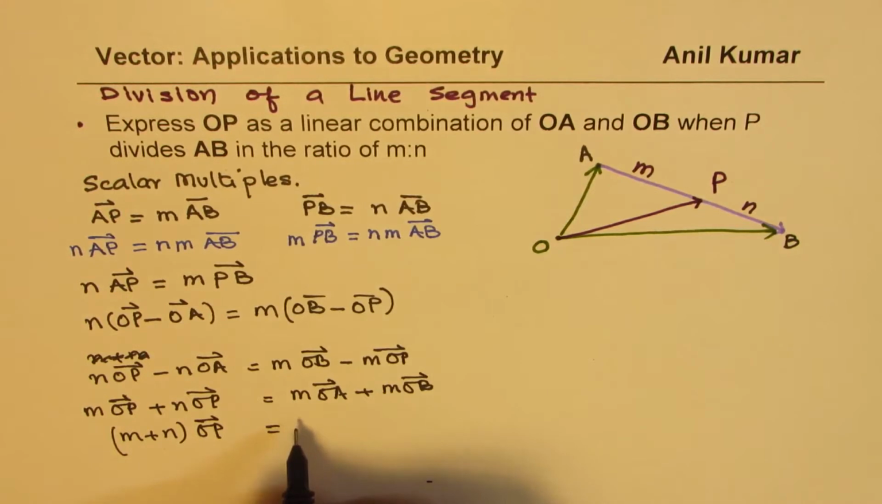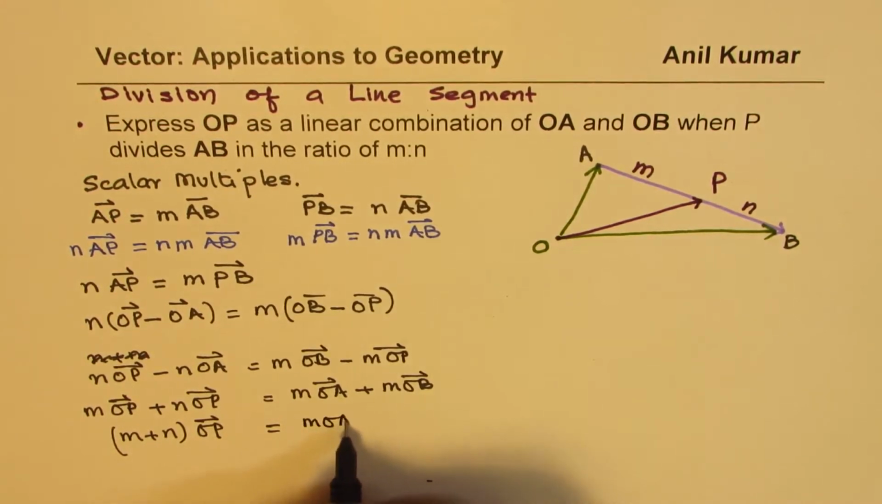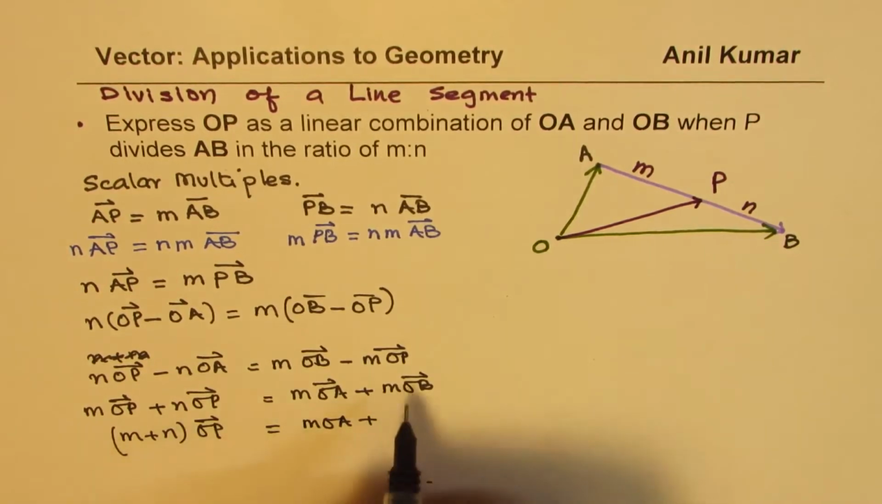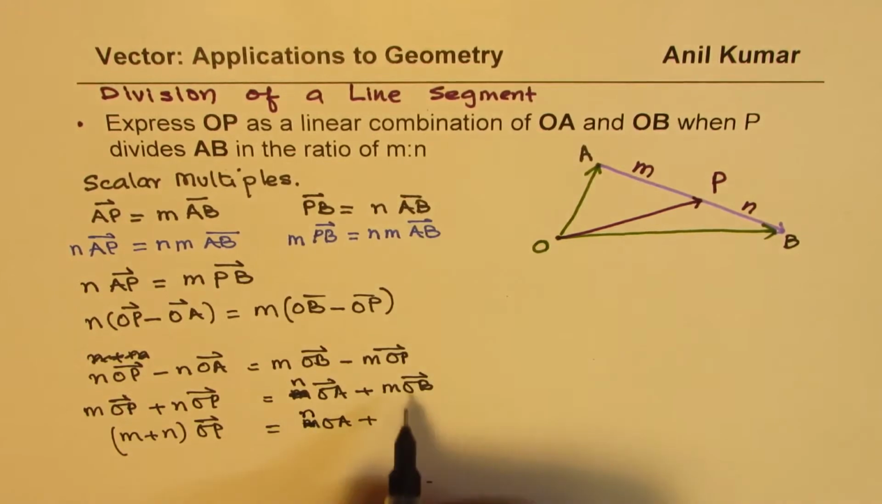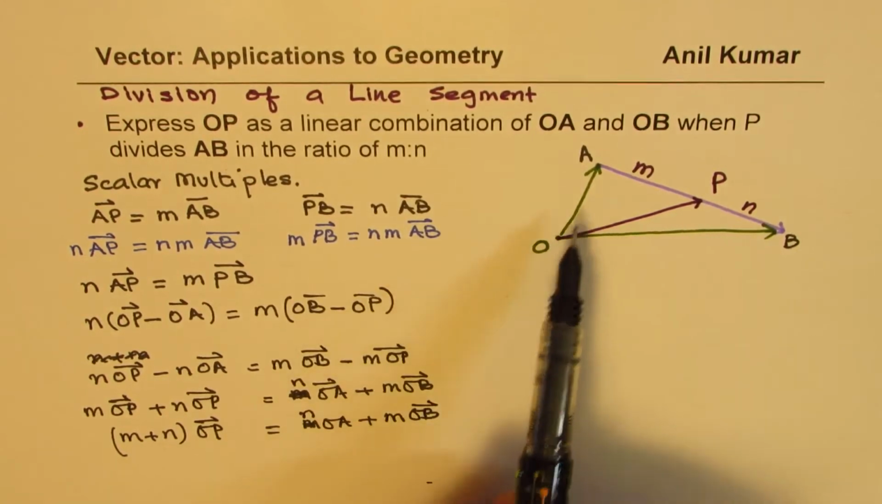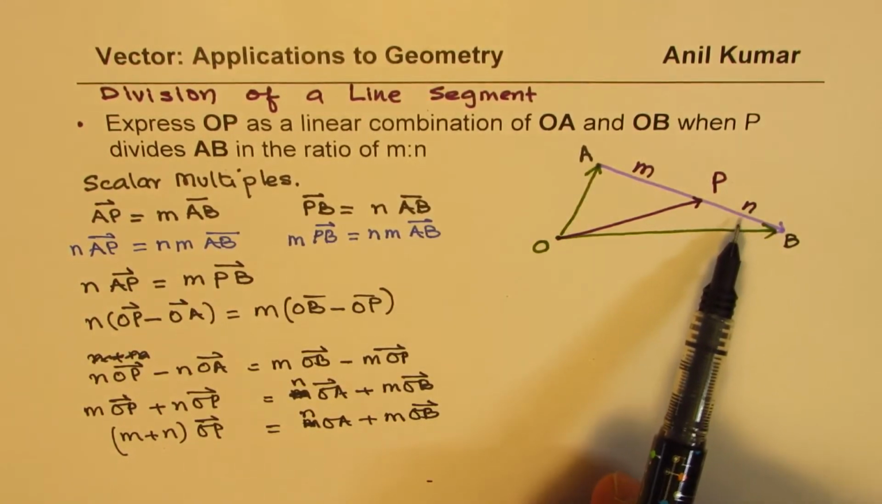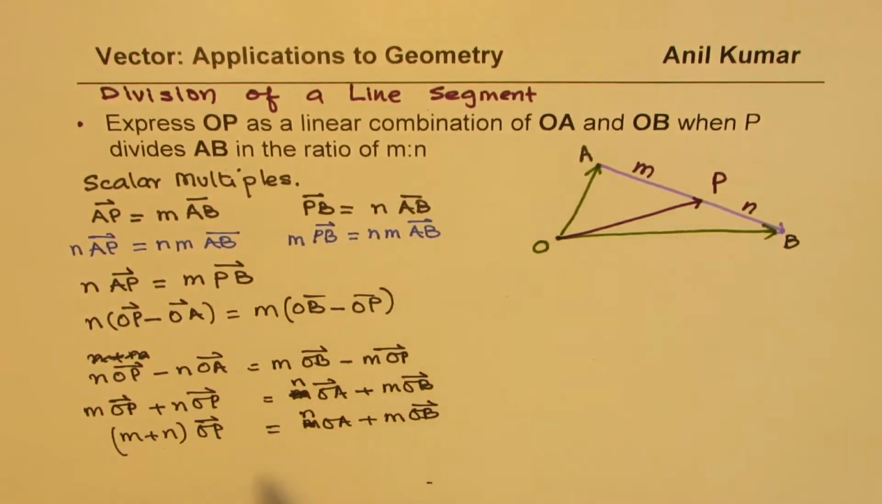We get here m plus n times OP equals n times OA plus m times OB. OA is with n, so n OA I took to the right, so this is n, and we have m times OB. So basically OA gets multiplied by that number, and OB gets multiplied with this number. So we get an expression for OP as n over m plus n OA plus m over m plus n OB. Correct. So this is a very important formula.